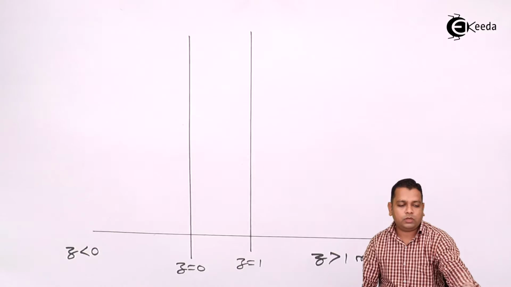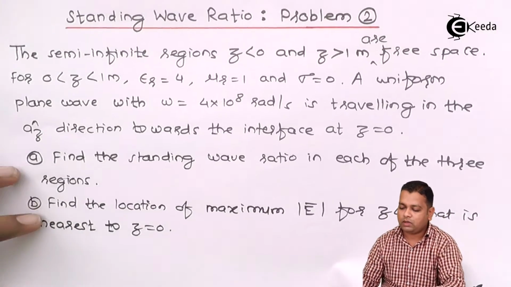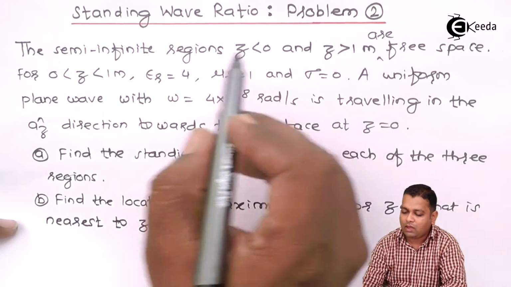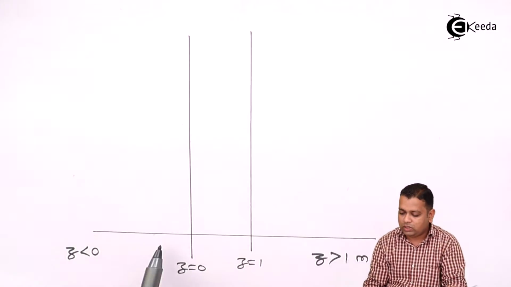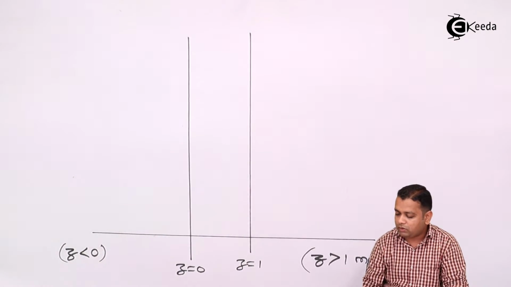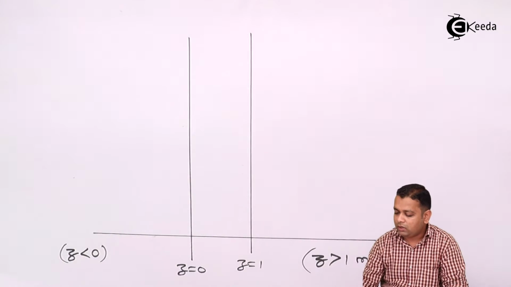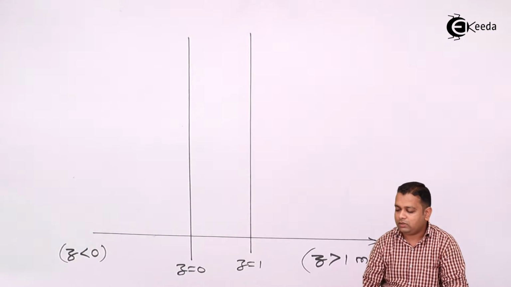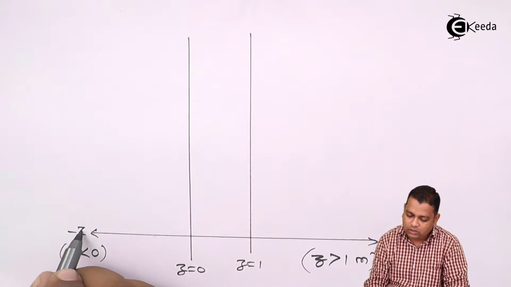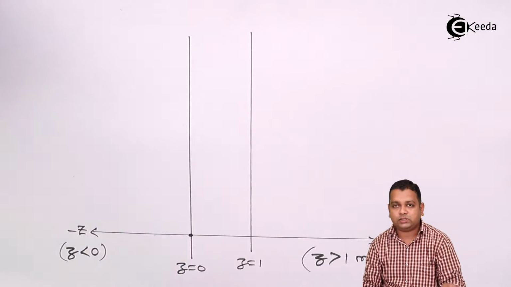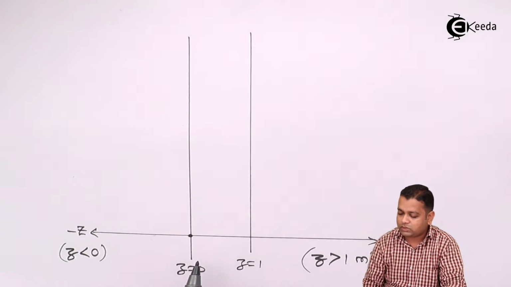Now we get back to the problem statement. As per the problem statement, these two regions z less than 0 and z greater than 1 meter are semi-infinite regions. So infinity for this particular region is onto the left hand side, and infinity for this particular region is onto the right hand side. So this is the positive side of z, and this one is the negative side of z. So this is the place of origin, we can say z equal to 0, or in other words we can say this is the xy plane.